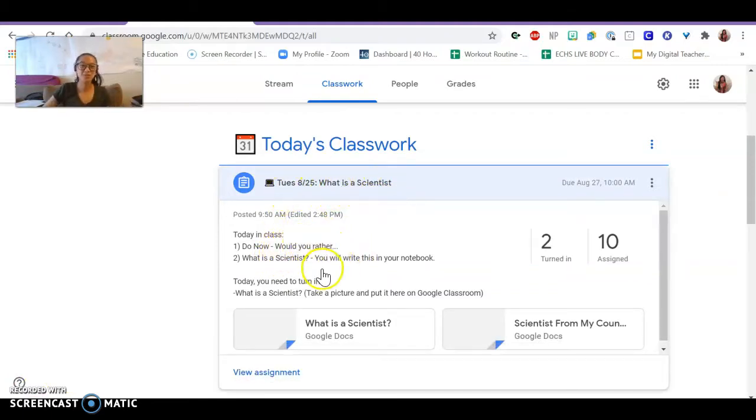And so for the do now, we did would you rather. Would you rather wake up early in the morning or would you rather stay up late at night? And then we wrote that in our notebooks today. And then we did this assignment.